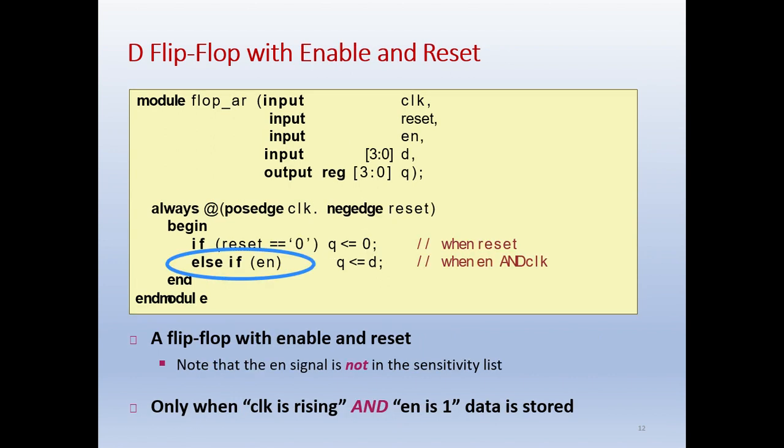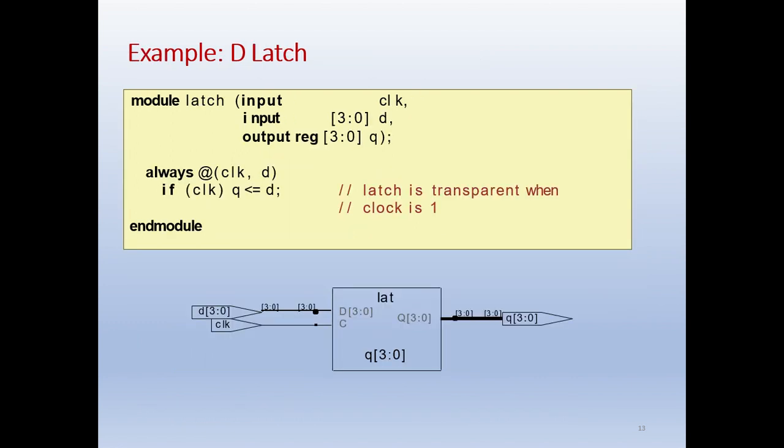So this is with enable and reset. Enable and reset here is not for a flip flop, this is for a latch. If you have a latch, then we can say else if enable is there, then q gets the value of d here. Note that the en signal is not in the sensitivity list. Not all signals need to be in the sensitivity list, but we can execute with that.